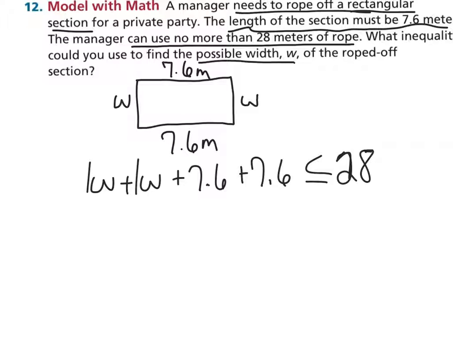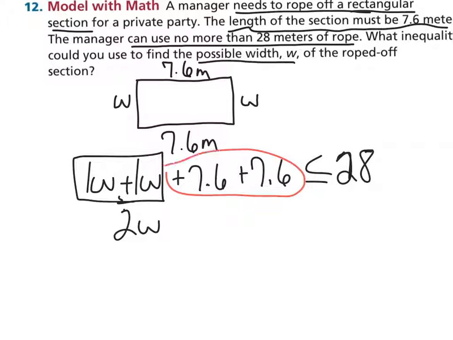Before we try to solve this inequality, we can add the like terms together. So remember the W's, we can put ones in front of that. That would be 2W. And then these two constants we can add together would be 15 and 2/10.